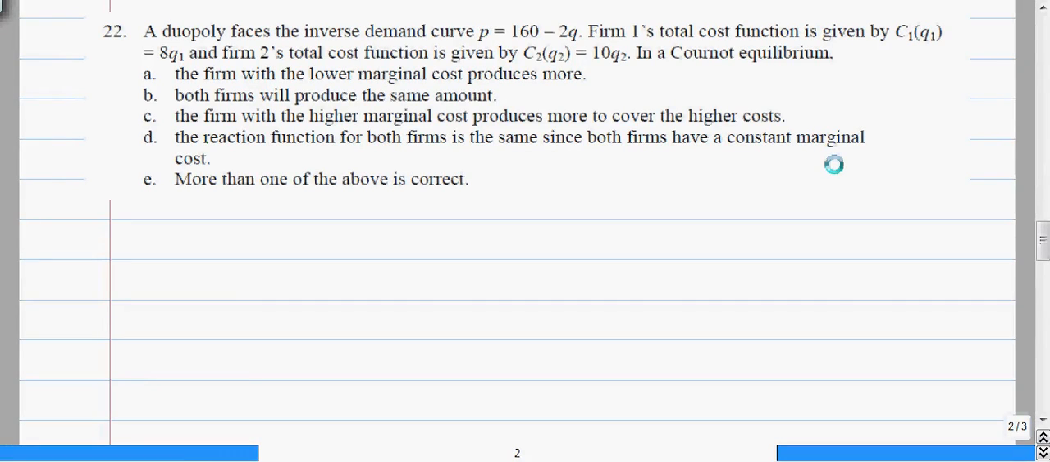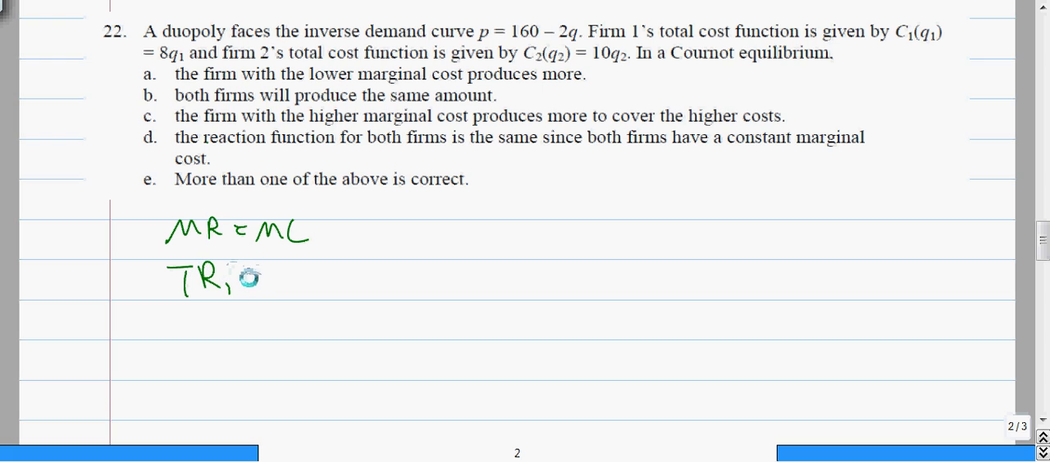I think the question here is a typical Cournot Duopoly question. To solve this question itself, you don't need to solve for the Cournot equilibrium exactly, but I will do it anyway because in some other questions you will need to solve them. So I will use the MR equal to MC way. You need to calculate MR for both firms.